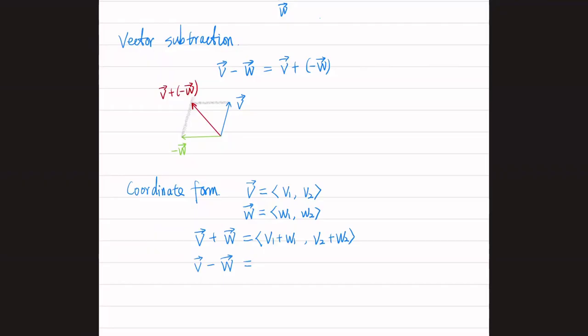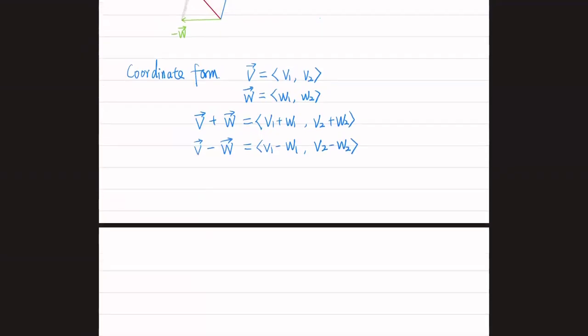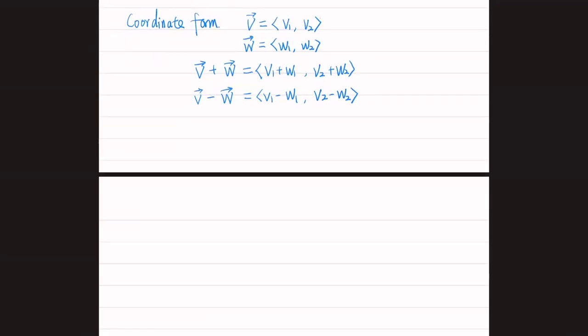Okay, Aaron, the formula for the subtraction? Basically V1 minus W1 and then V2 minus W2. It will be the difference of the coordinates. Okay, either form.